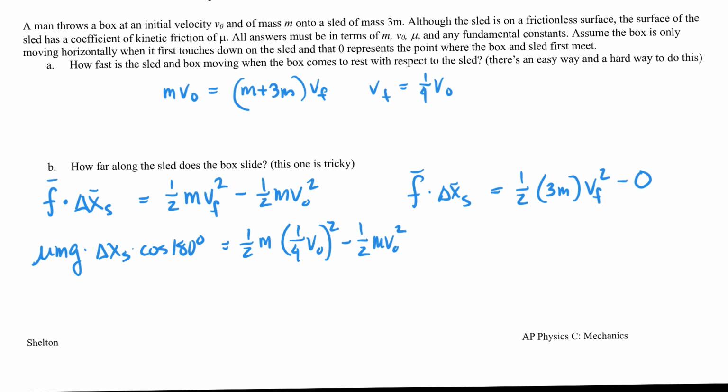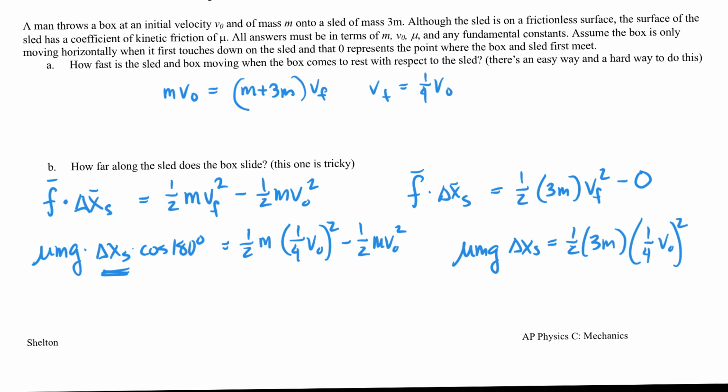I don't know if you see where we're going here, but this cosine is going to make that negative, but I'm looking for this because we're going to run out of time. And I'm going to do the same thing over here, mu mg, except this m is 3m. No, this is the force, so it's just mg, times delta x sled. It's in the same direction, so that's cosine 0. 1/2 times 3m times 1/4 v naught squared.